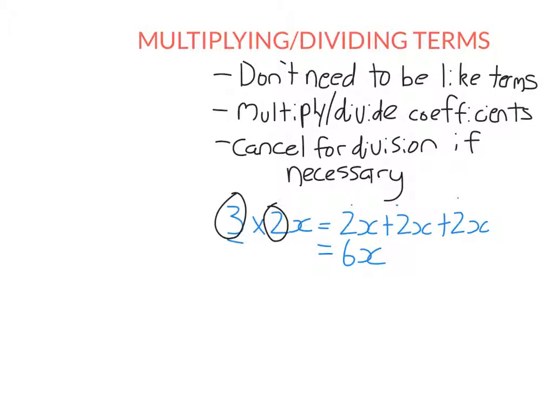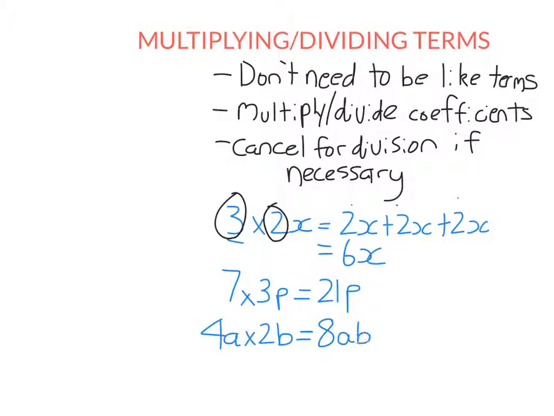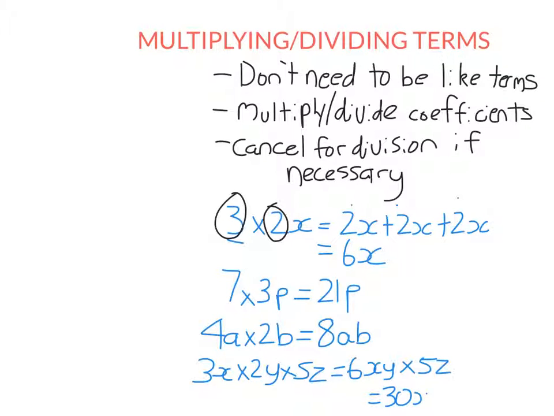So if I had something like 7 times 3p, 7 times 3, do the numbers, and then write the pronumeral. How easy is that? Let's say I had 4a times by 2b. 4 times 2 is 8, and then write the pronumerals. Easy as. So let's say I had something like 3x times 2y times 5z. Same thing. 3x times 2y is 6, 3 times 2 is 6, xy. And then I times that by 5z. So 6 times 5 is 30, and then I just write the pronumerals.